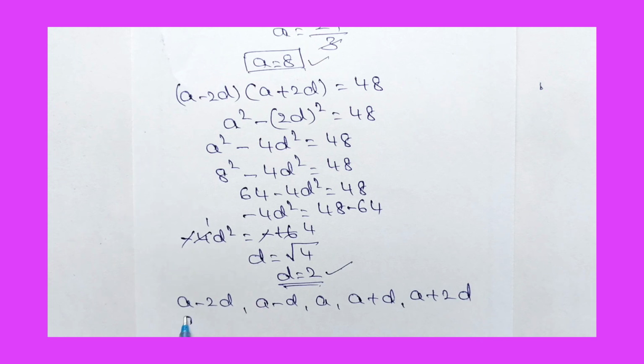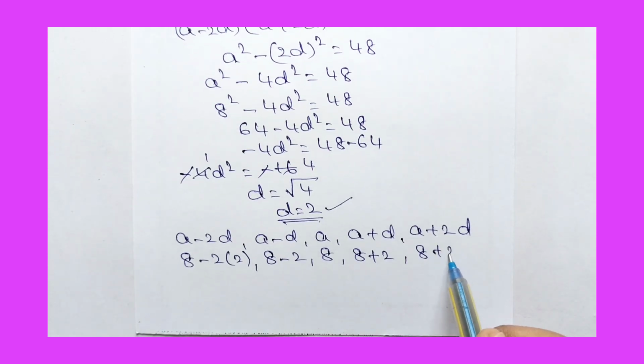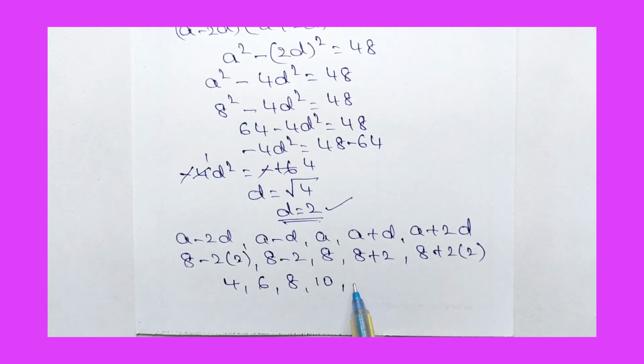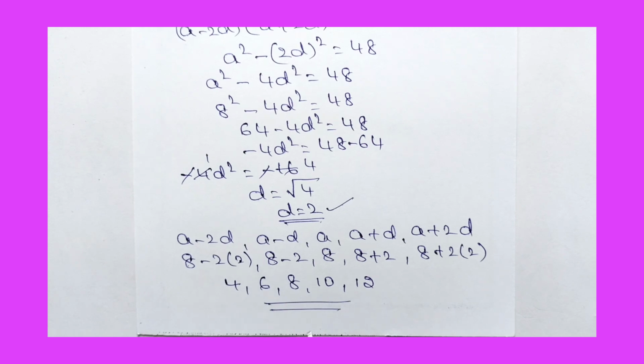So a is 8 minus 2 into d, d is 2. A is 8 minus d, d is 2, comma a is 8, a is 8 plus d, d is 2, a is 8 plus 2 into d, d is 2. So 2 2s are 4. 8 minus 4 is 4. 8 minus 2 is 6 comma 8 comma 8 plus 2 is 10. 2 2s are 4 plus 8 is 12. So 4 comma 6 comma 8 comma 10 comma 12 are the 5 terms of the given AP.